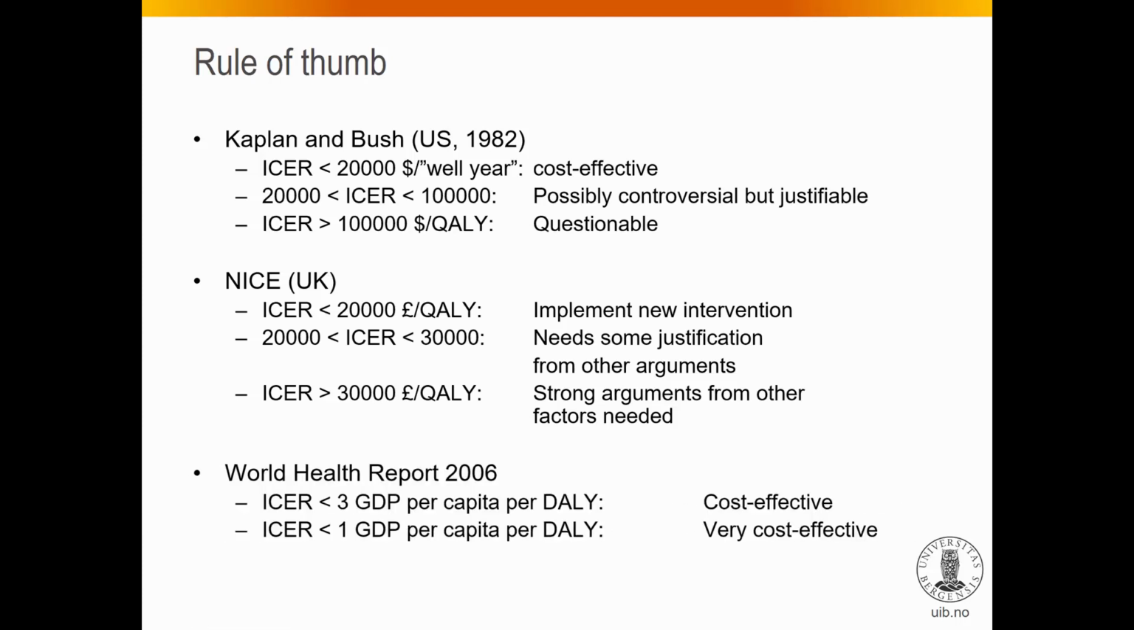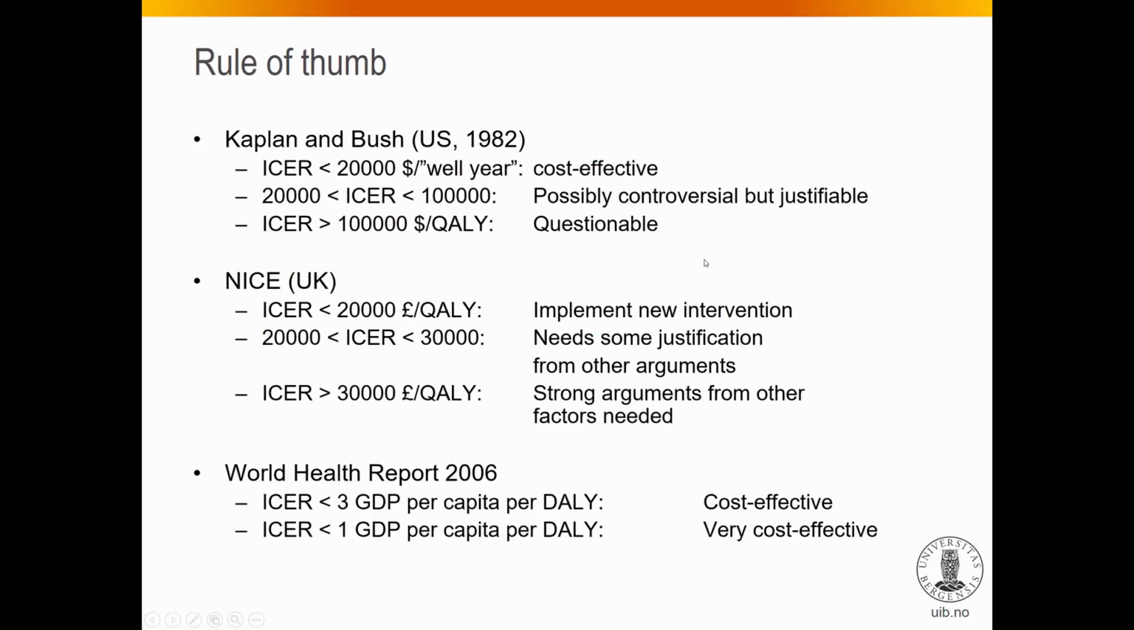World Health Report 2006 suggested a similar approach, that ICERs below 3 GDP per capita per DALY, disability adjusted life year, is considered cost effective, while when the ICER was lower than 1 GDP, it was very cost effective. This has been quite influential for the low-income economic evaluation literature.